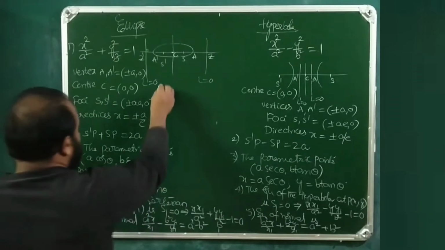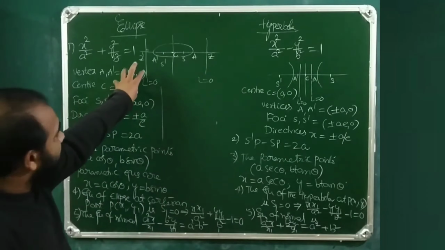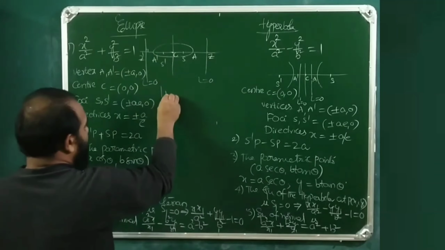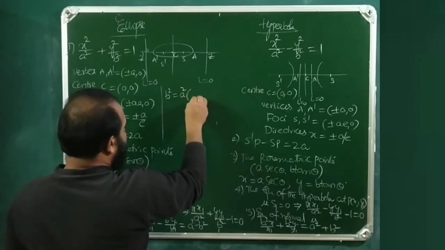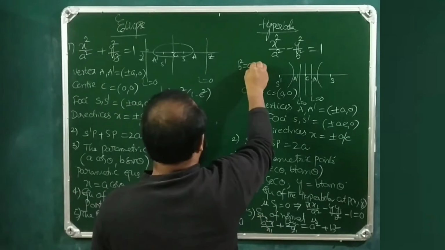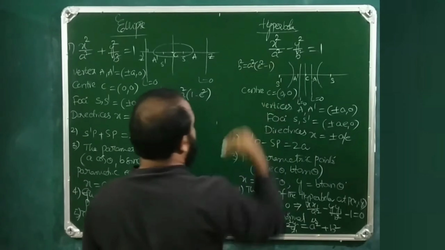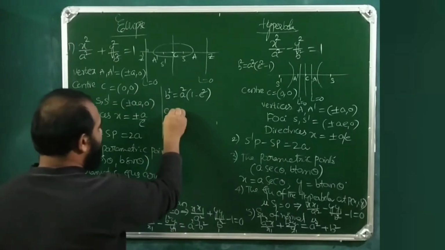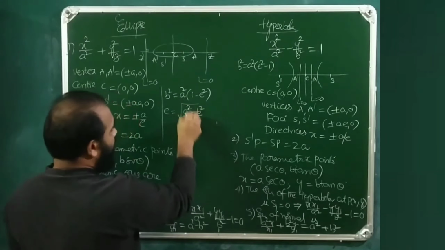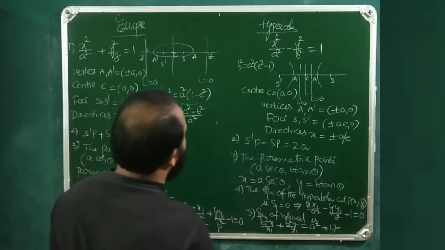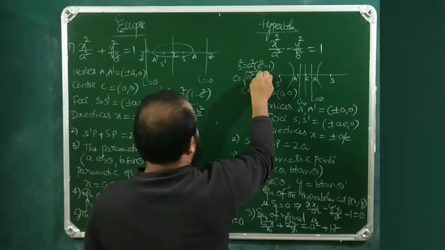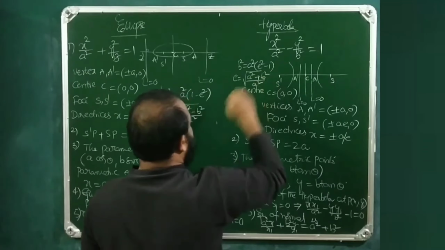And here the relation between a, b and e is b square equals a square into 1 minus e square, while here b square is equal to a square into e square minus 1. Here the eccentricity is equal to the square root of bigger square minus smaller square by bigger square. Here the eccentricity e is equal to the square root of a square plus b square by a.